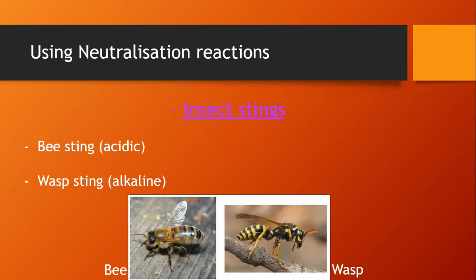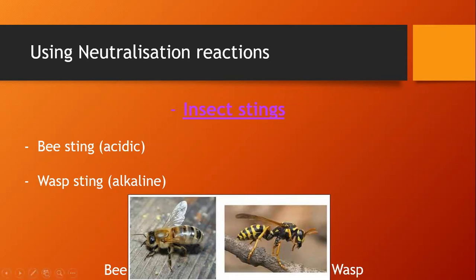All right. Now let's talk first about the bee sting. The bee sting, as I told you, is acidic. So now you know that the bee stung you and you need to cure this, or you need to add something in order to get rid of this burning sensation.